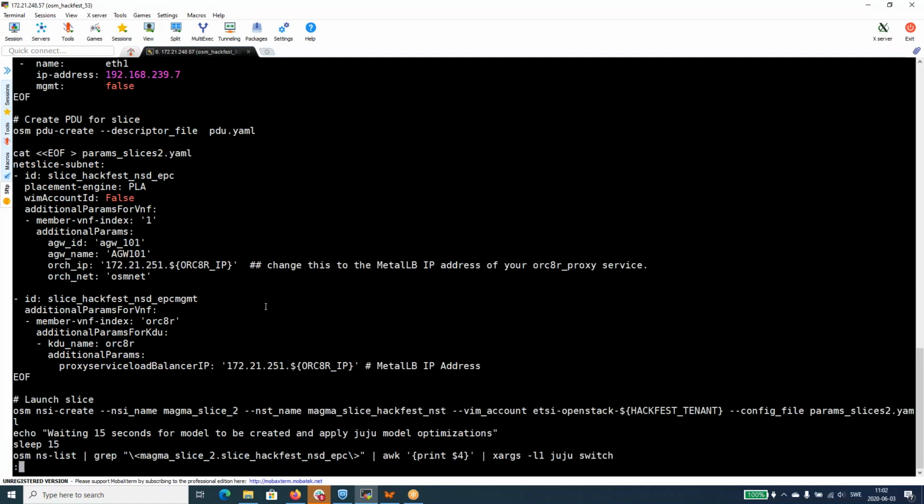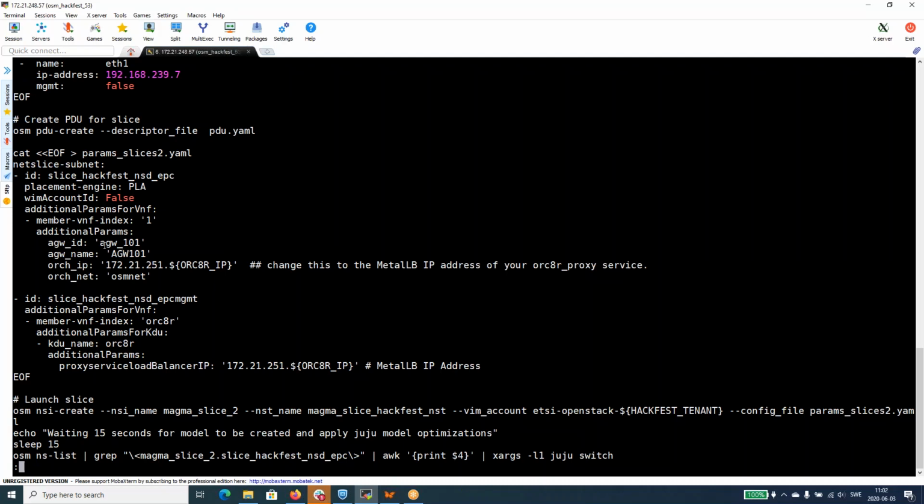And the next thing to think about is the parameters to the NSI create command. So we will then from the script create a params_slices2.yaml file. There are a few things to consider here. Placement engine will be added then to PLA. We will not put any other constraints or something like this in this example. We also need to set the wide area network infrastructure manager, the WIM account, to false, because we will not use this in this particular setup.